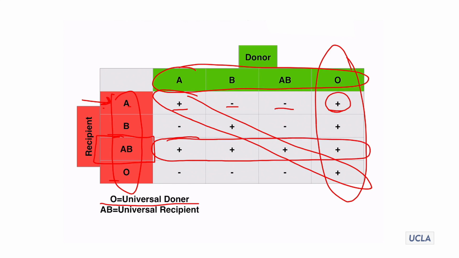And that's why they're called the universal recipient, because no matter what happens, they're not going to make antibodies against another red blood cell type, because it would attack their own red blood cells as well. And so there are a few cases where you can either donate to anyone or accept blood from anybody. But it's important to note that not all of these things are equivalent.